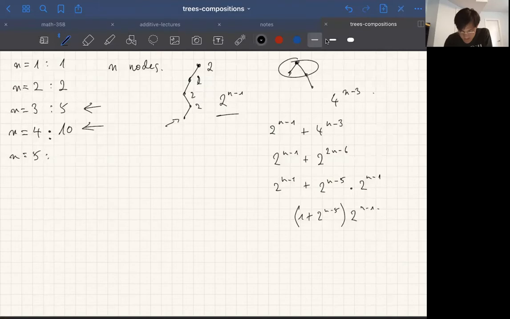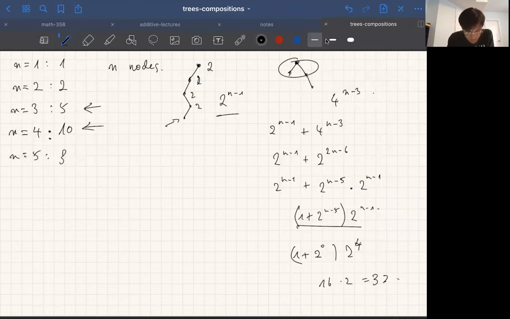Which, once again, doesn't seem like something I've ever seen before, and doesn't seem like it's right. Let's try. What would that give for 5? So it'd be 1 plus 2 to the... n minus 5 is 0. So times 2 to the 4. So it'd be 16 times 2 is 32. Is that right?